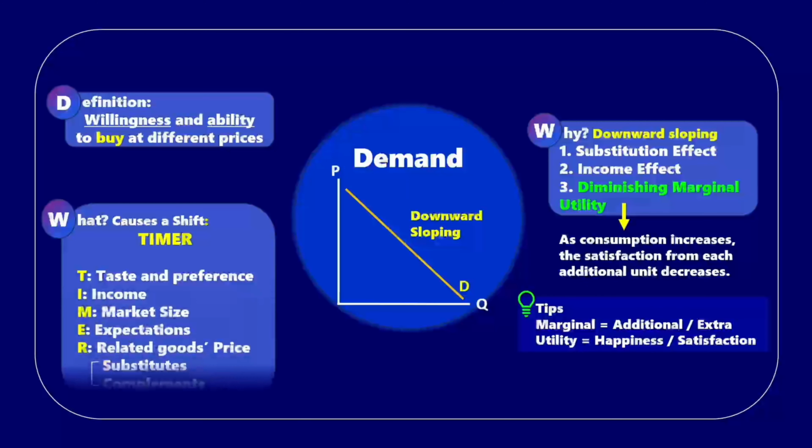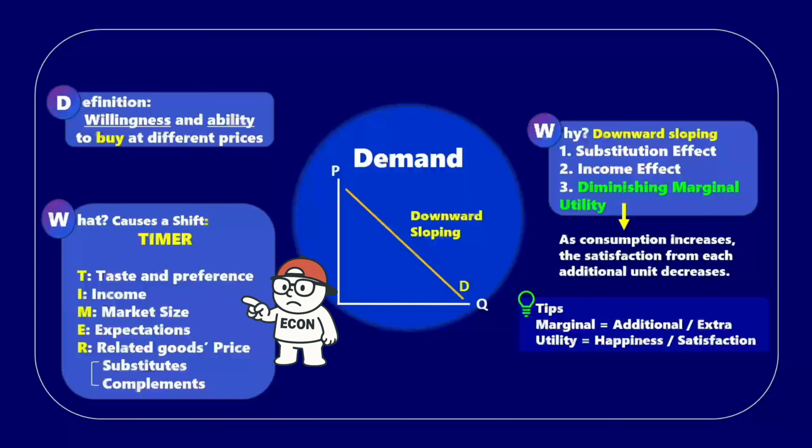Okay, now let's talk about shifts. A good way to remember this is the acronym TIMER. T stands for taste and preferences, I stands for income, M stands for market size or number of buyers, E stands for the expectations of future prices, or just the future in general, and R stands for related good prices like substitutes and complements. So demand is really just about behavior. It shows how consumers respond to prices, income, and preferences, and how much satisfaction they get from each additional unit.